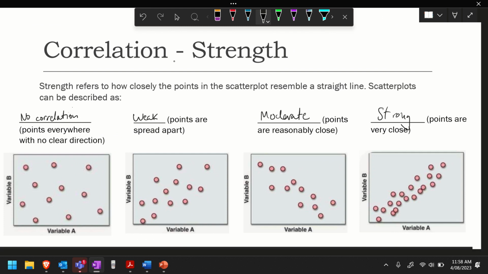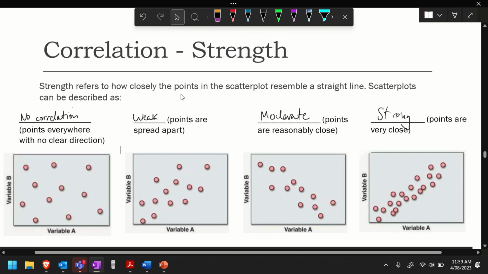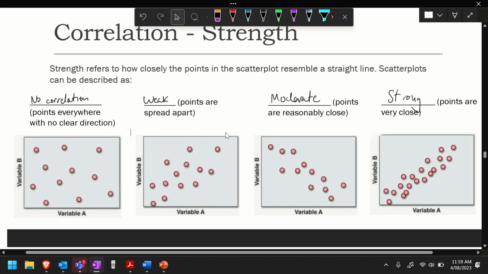I think in year 10, we might just test you on whether it's strong or weak. Okay, those are the only 2 things. But in year 11, just keep in mind that they do add weak, strong, and obviously no correlation. So keep that in mind, yeah? Strong or weak are what we'll probably test you on. But moderate will be somewhere in between.